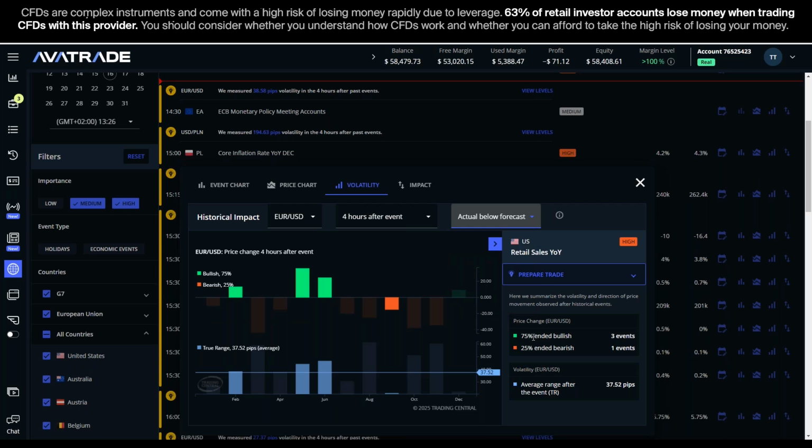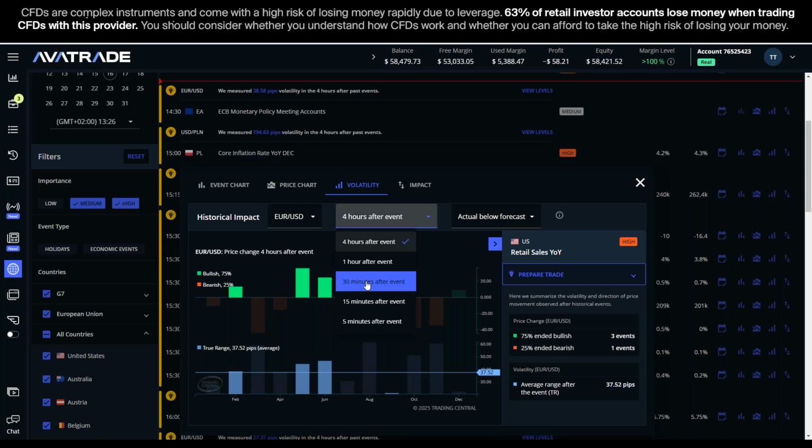Again, you see the USD weakens in response to that. 75% of the time, the euro climbs significantly with over 37 pip average range movement in the hours, in this case 4 hours following the announcement. Okay, you might say, yeah, but that's after the data came in. Maybe they've already moved before I trade.